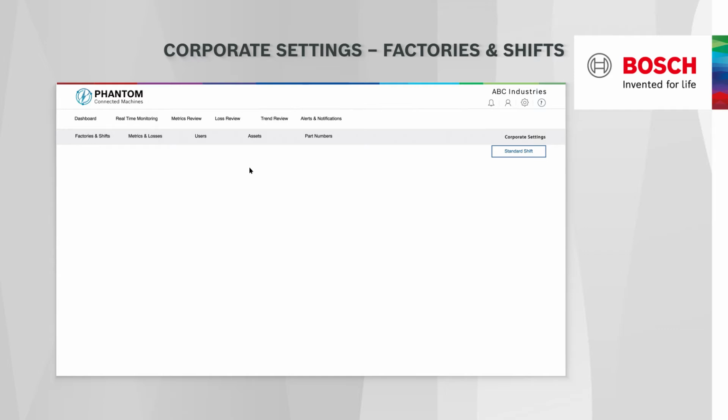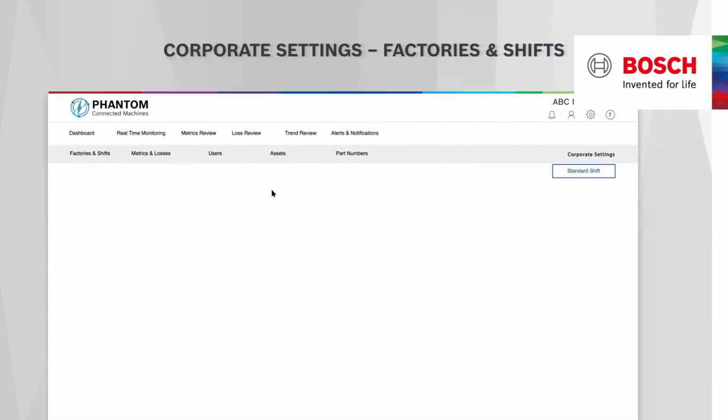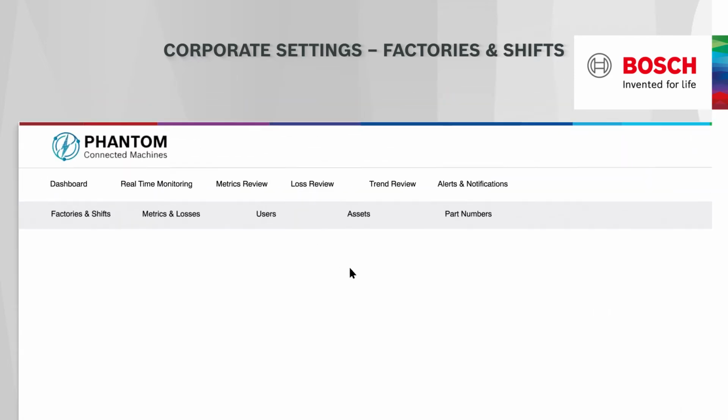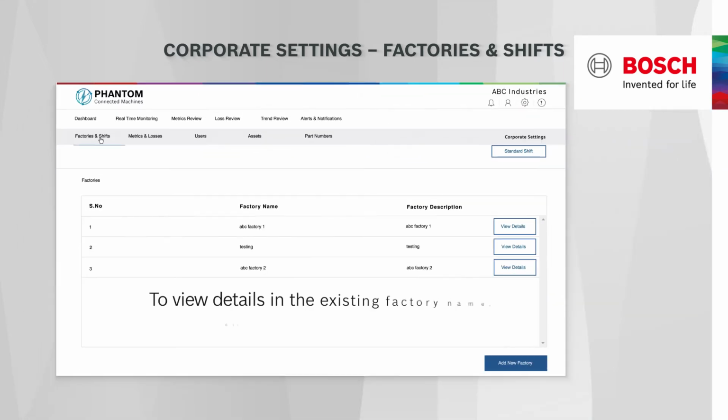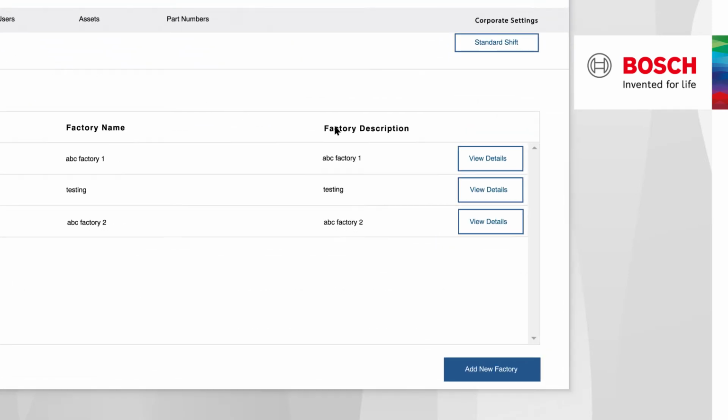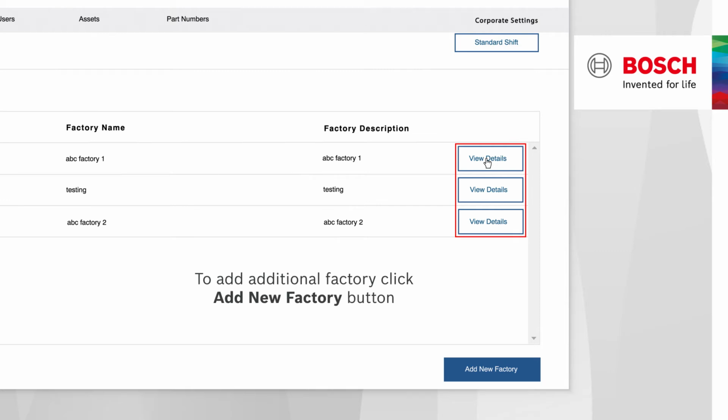Under Corporate Settings, let us go into Factories and Shifts. Click Factories and Shifts in the submenu. To view details in the existing factory name, you can click the View Details button. To add more factories, click Add New Factory button.